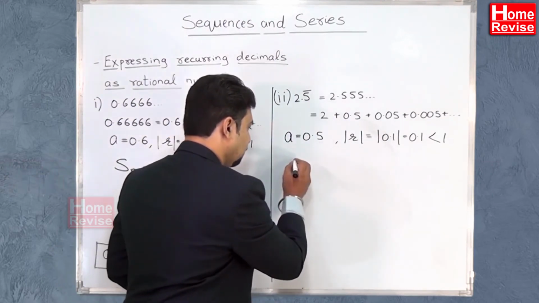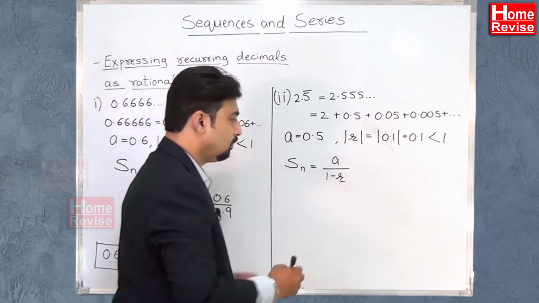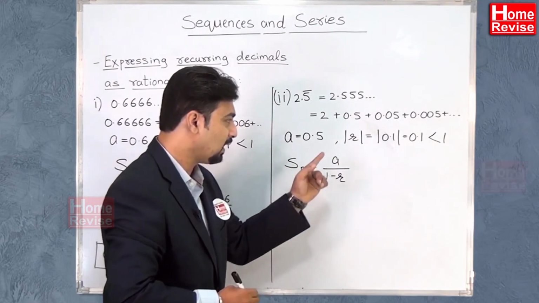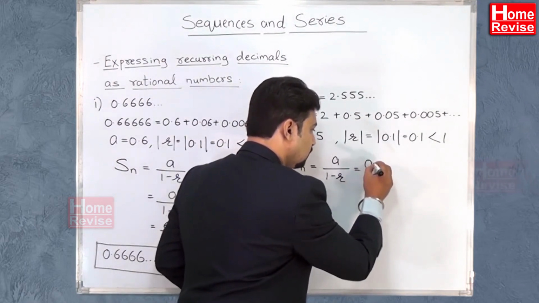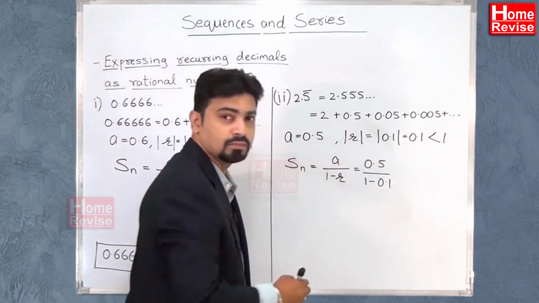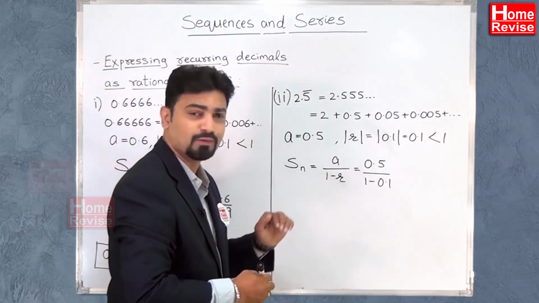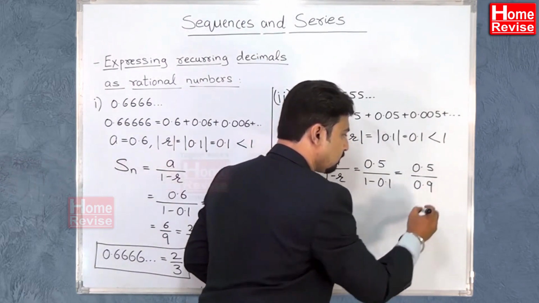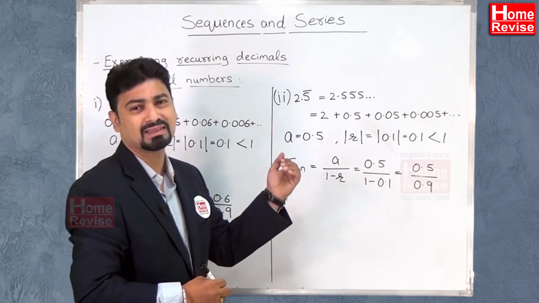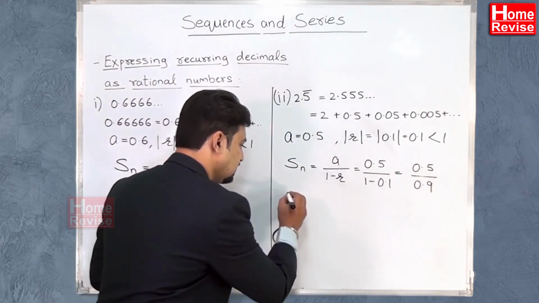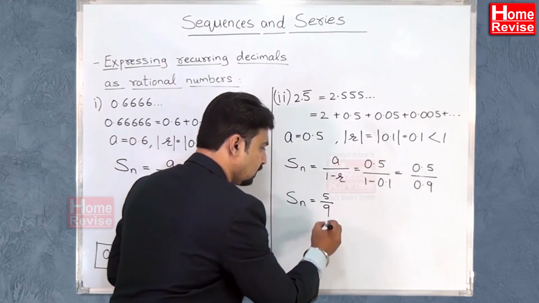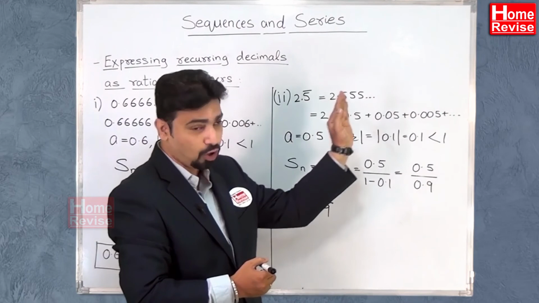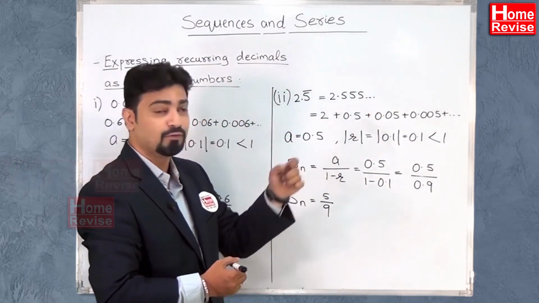Therefore, Sn will be a upon 1 minus r. That is the formula for the sum to infinity of a GP. A is 0.5, r is 0.1. This will further simplify to 0.5 upon 0.9. 0.5 upon 0.9, that is nothing but 5 upon 9. So my Sn is 5 upon 9. Now this is the sum to infinity from the second term onwards. Plus we want to add the first term, that is 2.